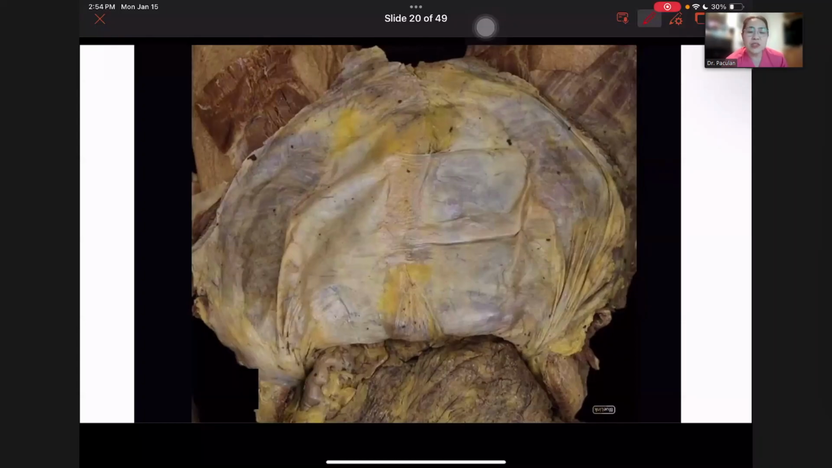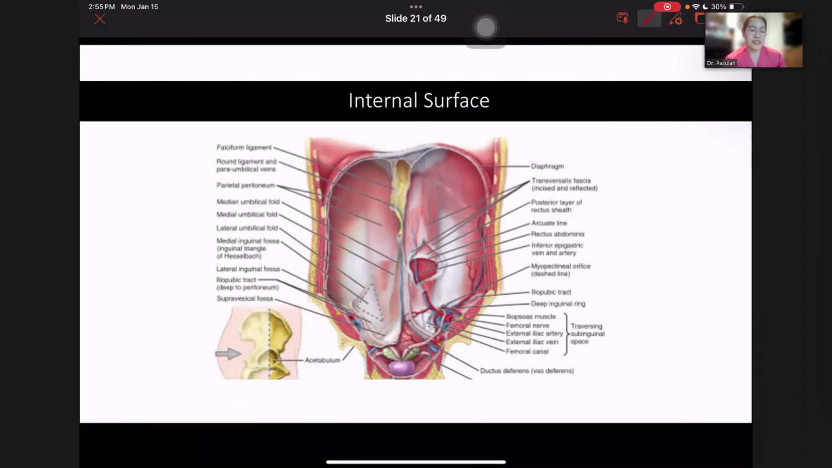So now we go to the posterior or the internal surface of the anterolateral abdominal wall. For gross, let's do the internal surface first. Okay, our checklist: we're finished with the layers of the anterior abdominal wall. Now we go to the internal surface. It is covered with your transversalis fascia, a variable amount of extraperitoneal fat, which depends on how gifted you are with fatty layers, and parietal peritoneum.